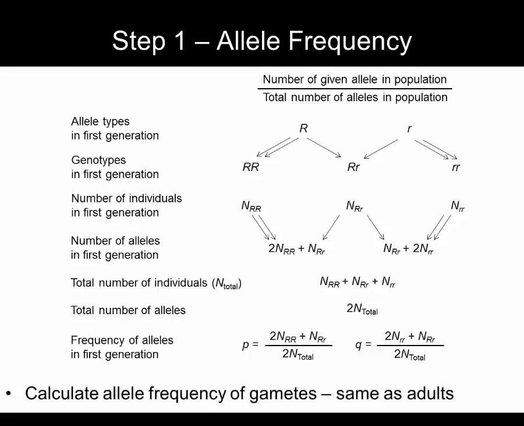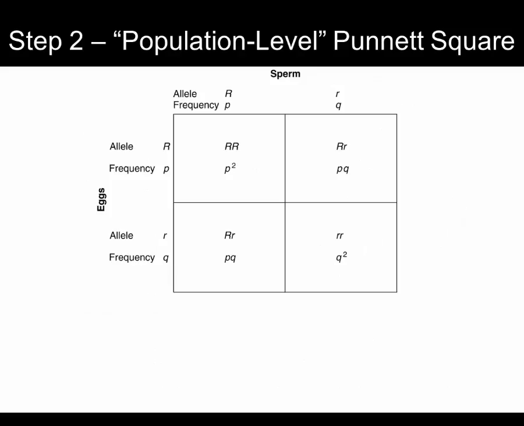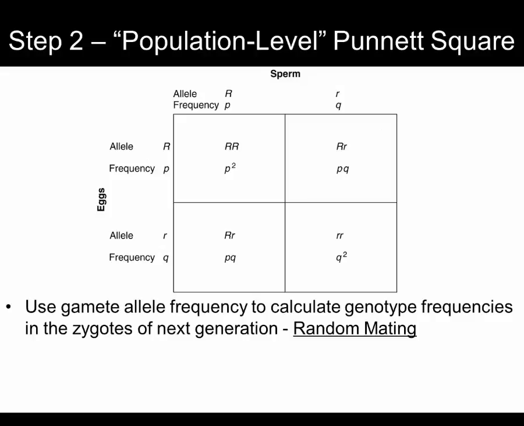These are the allele frequencies for the adults in the population, but their gametes will have the same allele frequencies. We use this information to make a population-level Punnett square. For any random mating within the population, the egg could contribute a dominant or recessive allele, and so could the sperm. But the chance a random egg has a dominant allele is equal to the allele frequency, P. Same with the sperm. So the proportion of homozygous dominant individuals in the next generation will be P squared. Likewise, Q squared will be the genotype frequency for homozygous recessive individuals.